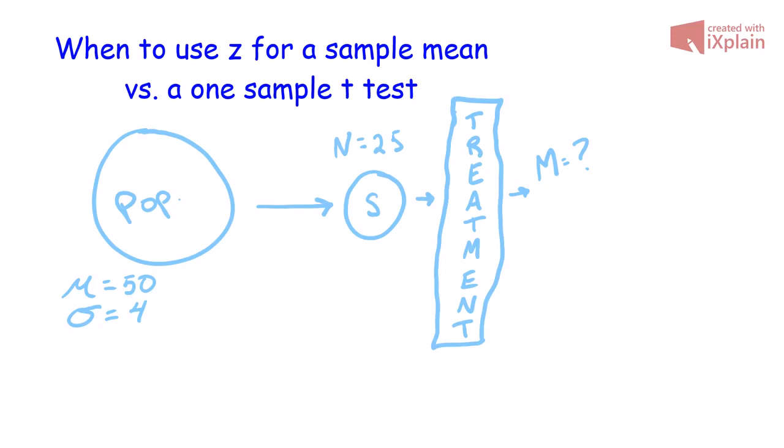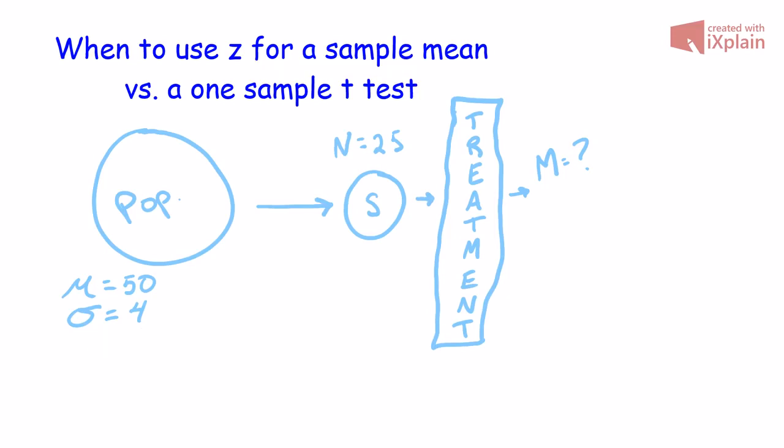And like before, what we're trying to decide is any variation between this sample mean and this population mean. What's the most likely cause of that variation? Is it sampling error, or is it the treatment having an effect? Well, in this situation, we know the population standard deviation is 4, so we would use a z for a sample mean. When you know the population standard deviation, you use the z for a sample mean.